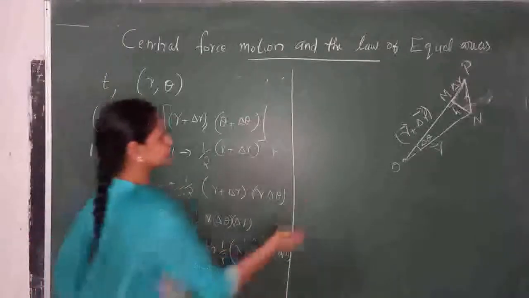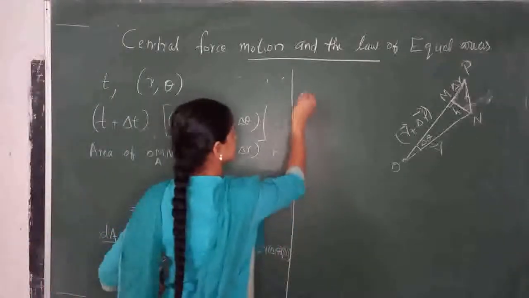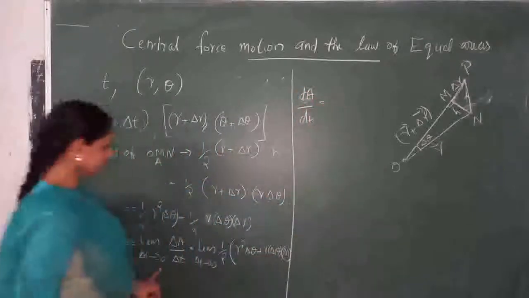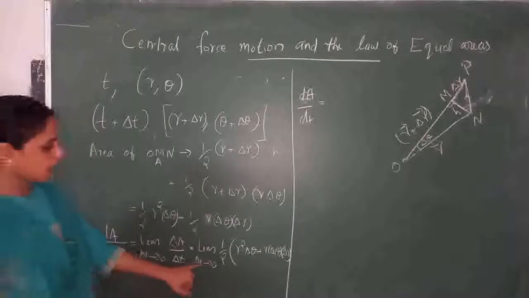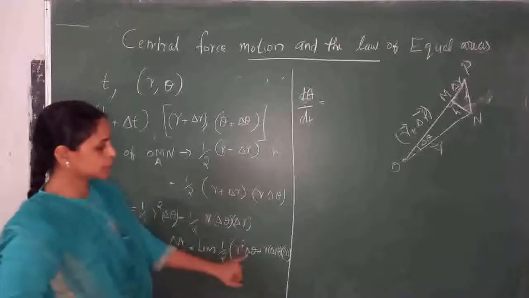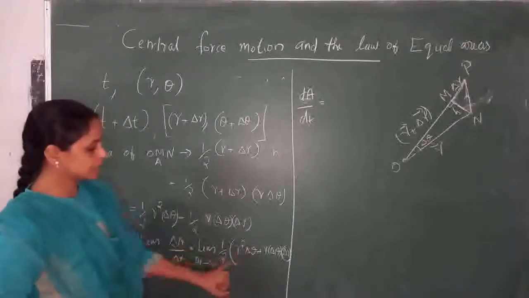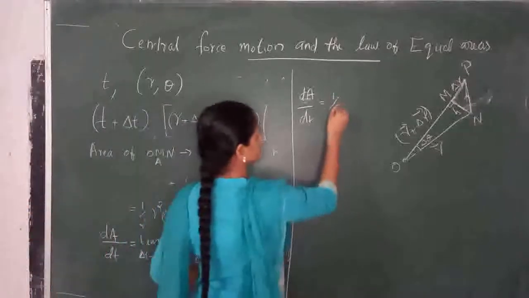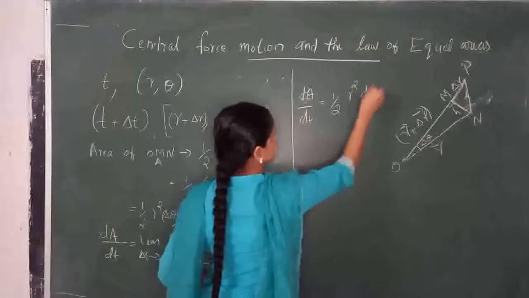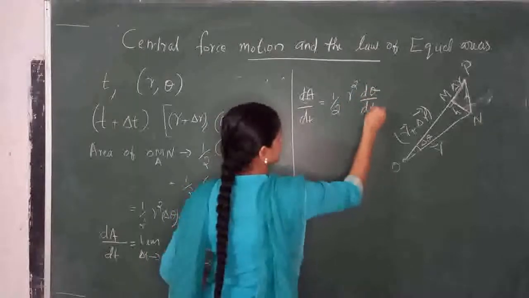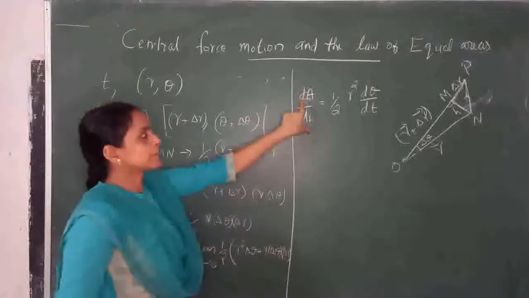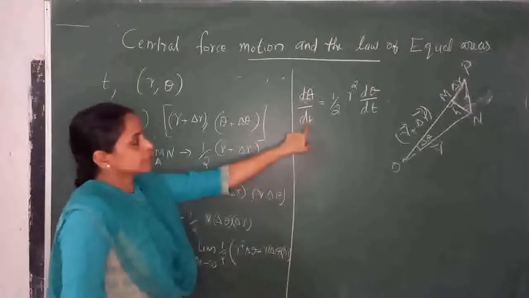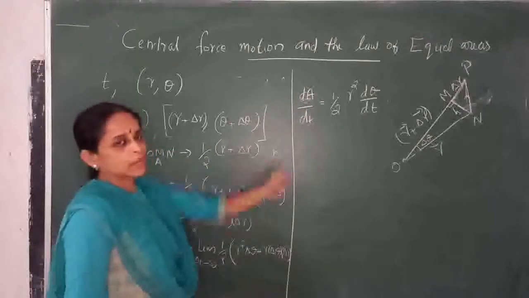So we can say that dA by dt is equal to, in the limit, half into r square into limit delta theta by delta t, which is equal to half into r square into d theta by dt. We have to prove that dA by dt is a constant, that is, the area swept in the given time should be equal to a constant.